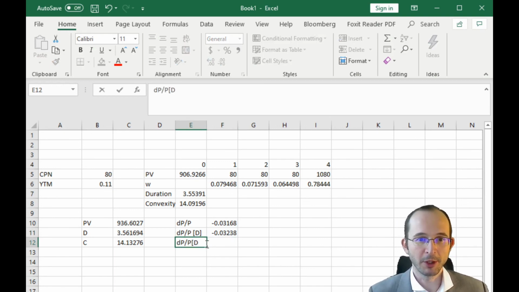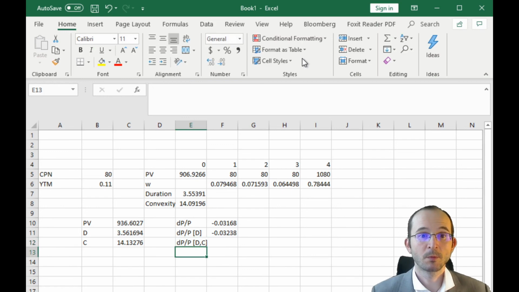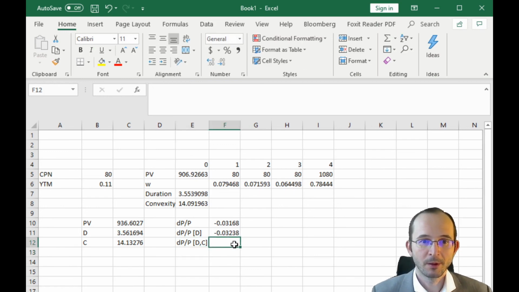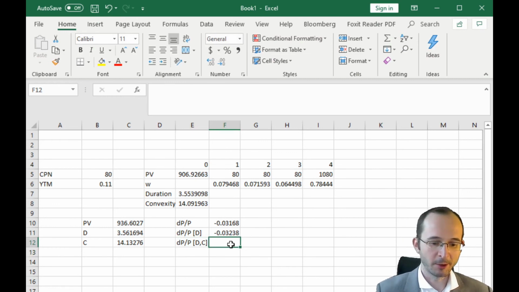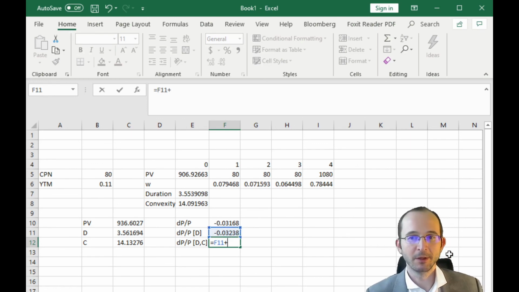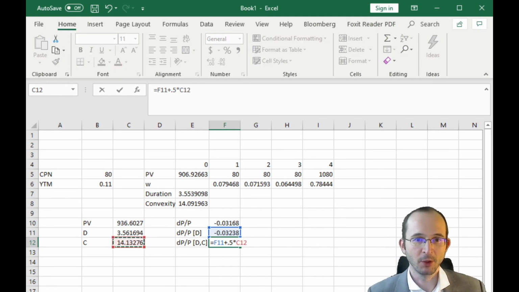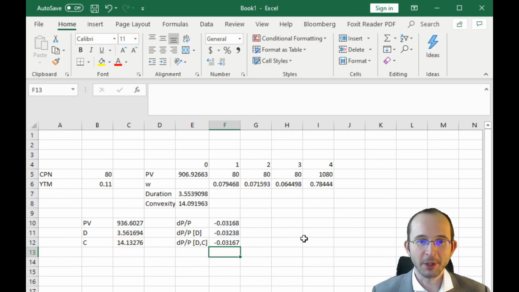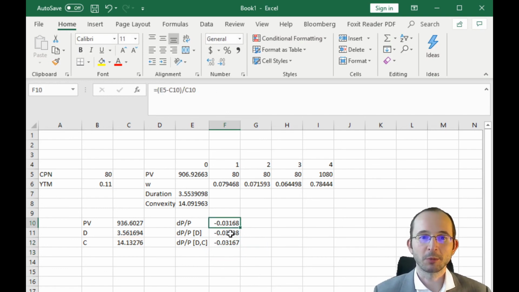So if we use both duration and convexity, we'll first take our duration term, because that's going to be unchanged. But in addition to that, we're going to add the convexity adjustment, which is 0.5 times the old convexity times the change in yield squared. And now you see that we approximated the true change in prices almost to 5 decimal places of precision.